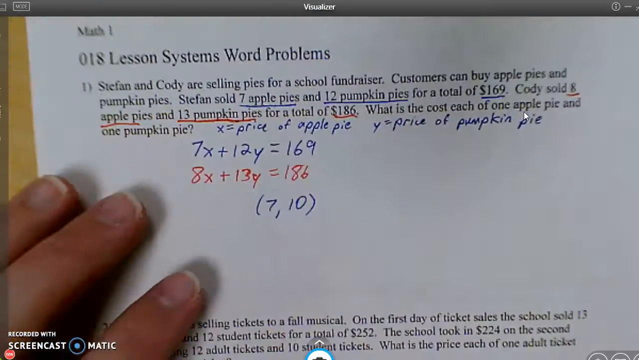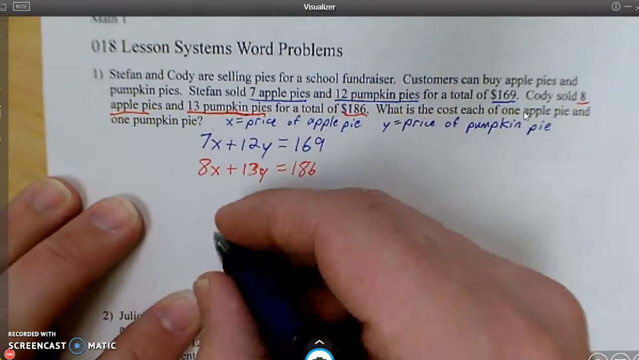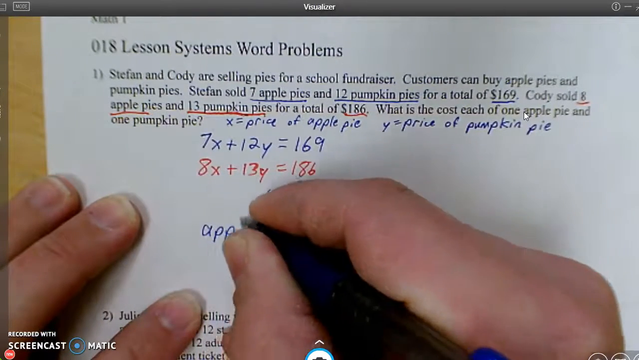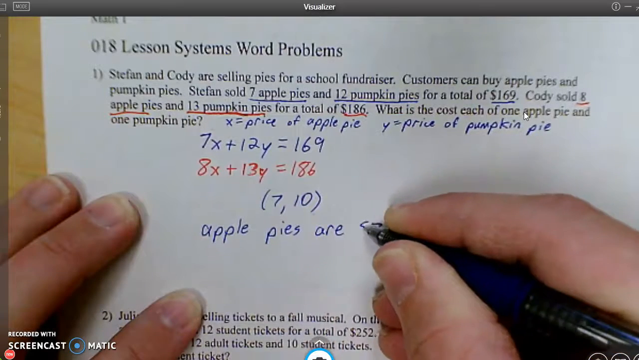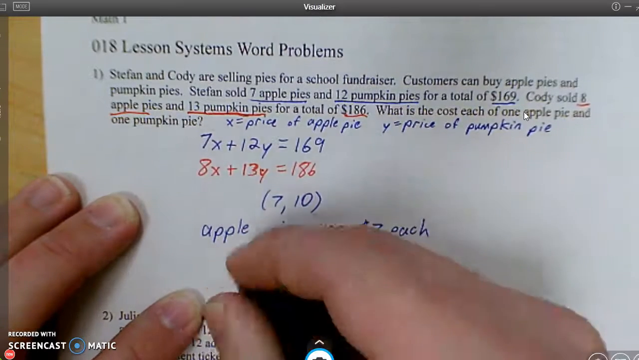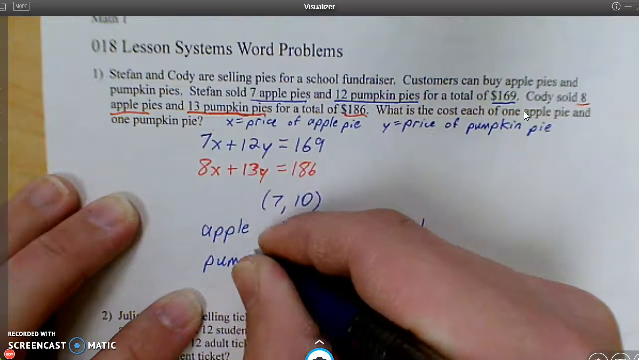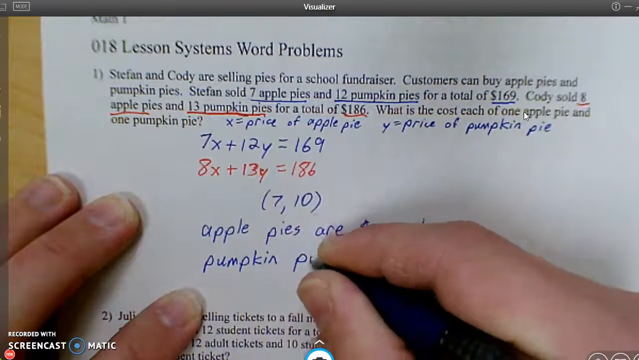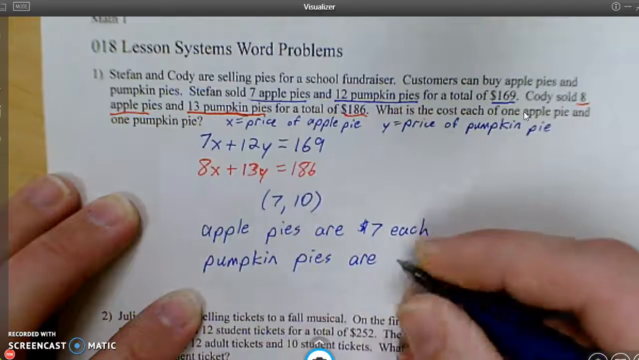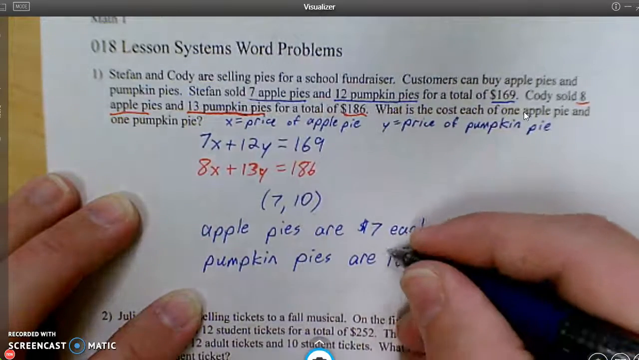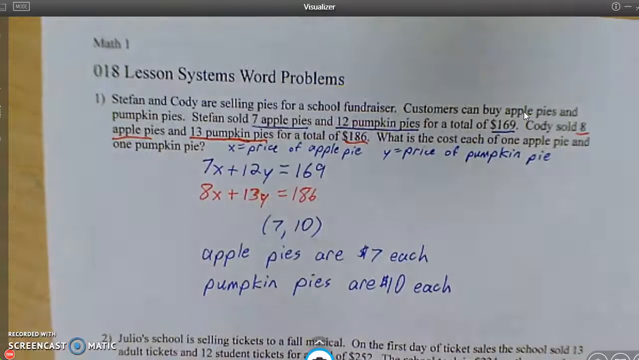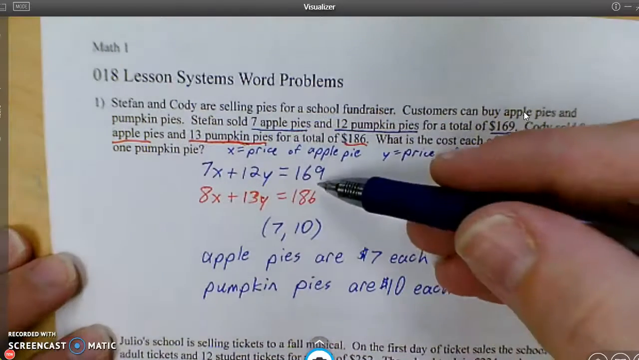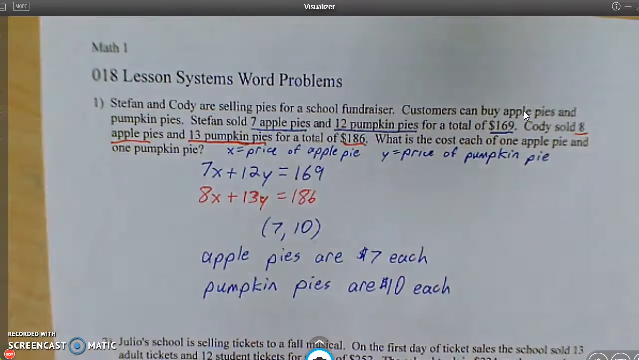So back over here, what I'm going to actually say is that apple pies are $7 each. Pumpkin pies, however, are $10 each. A lot of the problems that you'll see are kind of like that one, where it lines up very easy. It would have been easy to do with elimination, but we went ahead and knocked it out with the graphing calculator pretty well.